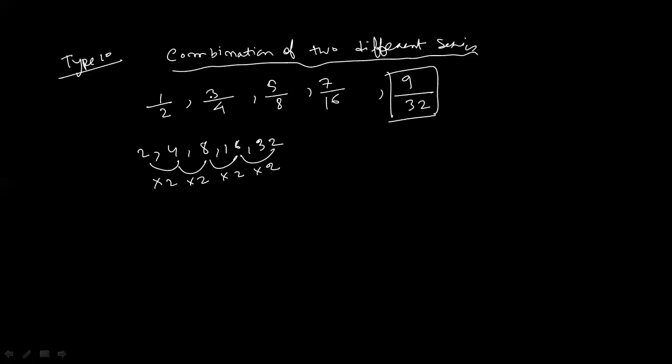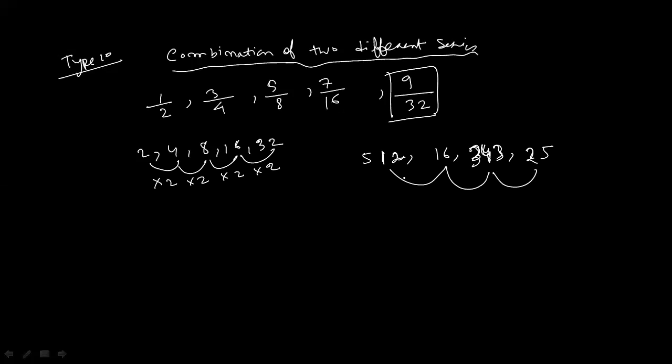The numerator is the consecutive odd number, and the denominator is the multiplication of 2. Now let me take one example again. Suppose 512, then 16, then 343, then 25. Now if you look at the series, it decreases, then again increases, again decreases.